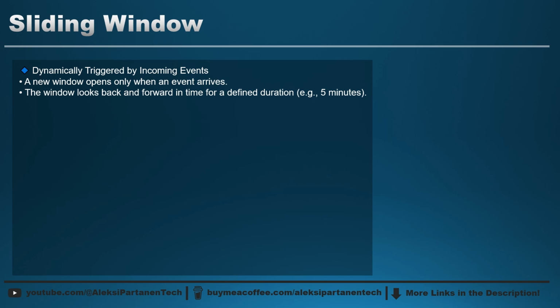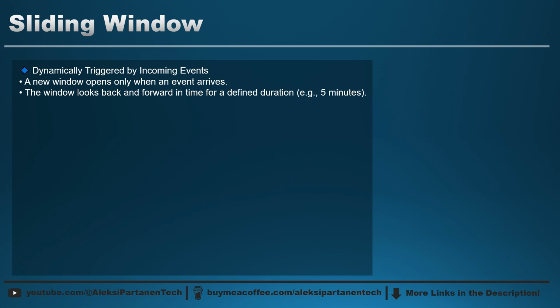So, the window opens when a new event arrives and is detected. Then the window will look back in time the specified duration and see if there are other events, and those will then belong to that same window, if they are within the range of the specified duration.